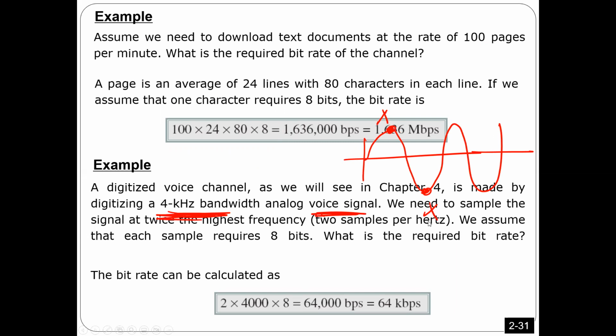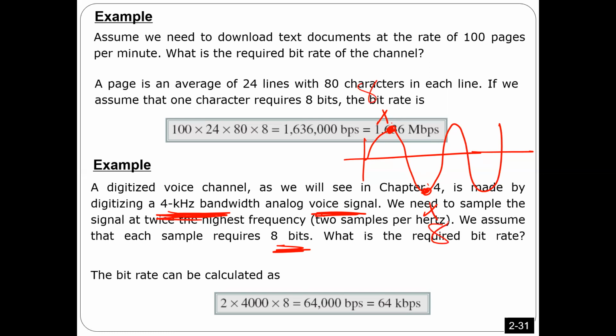That means 2 samples per hertz. So I need to take at least, this is for sure, you can take more if you want to make it more accurate, but at least you need to take 2, 1 here and 1 here. And each sample is going to take 8 bits. So this one is going to take 8 bits, this one is going to take 8 bits.